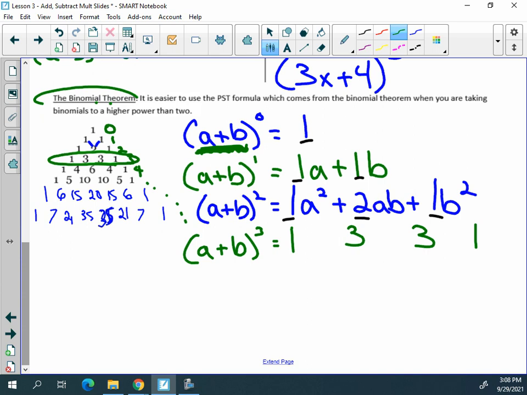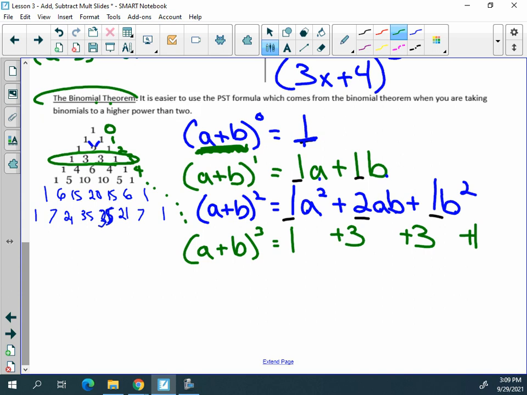Okay, and we should start noticing that when it's to the 0 power, there's no a's and b's. When it's to the first power, there's 1a and then there's 1b. When it's to the second power, notice it's a squared, then it's just an a, and then there's no a's. We start with no b's, 1b, b squared. So it looks like our first variable is working its way down in exponents, and our second variable is working its way up in exponents.